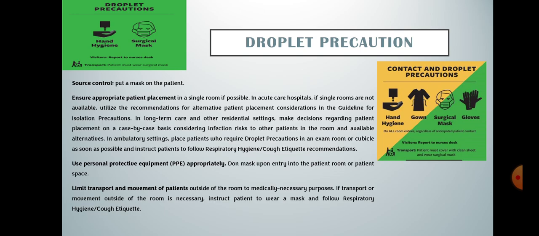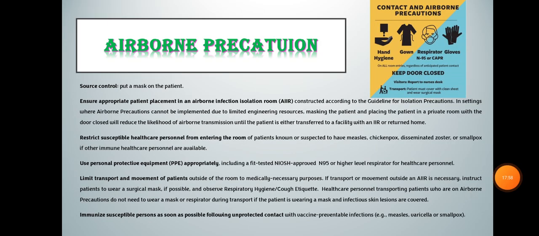In ambulatory settings, place patients who require droplet precaution in an exam room or cubicle as soon as possible and instruct patients to follow respiratory hygiene etiquette recommendations. Next is use personal protective equipment or PPE appropriately. Don a mask upon entry into the patient room or patient space. Next is limit transport and movement of patients outside of the room to medically necessary purposes. If transport or movement outside of the room is necessary, instruct the patient to wear a mask and follow respiratory hygiene etiquette.